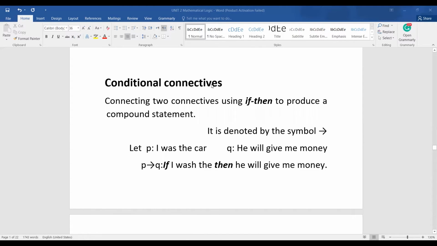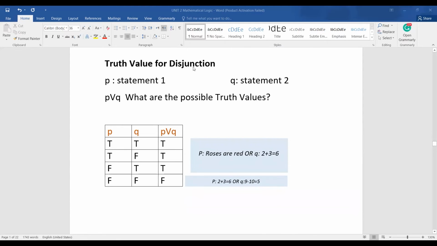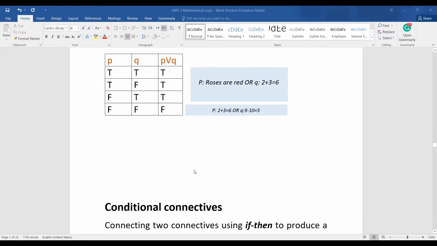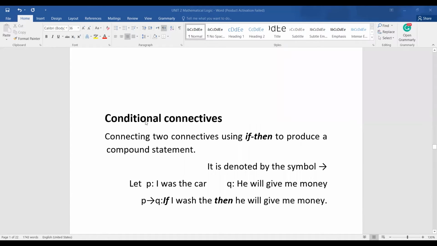Next, we'll do conditional connectives. Is it clear so far? Conjunction and disjunction? Yes, yes. Okay.